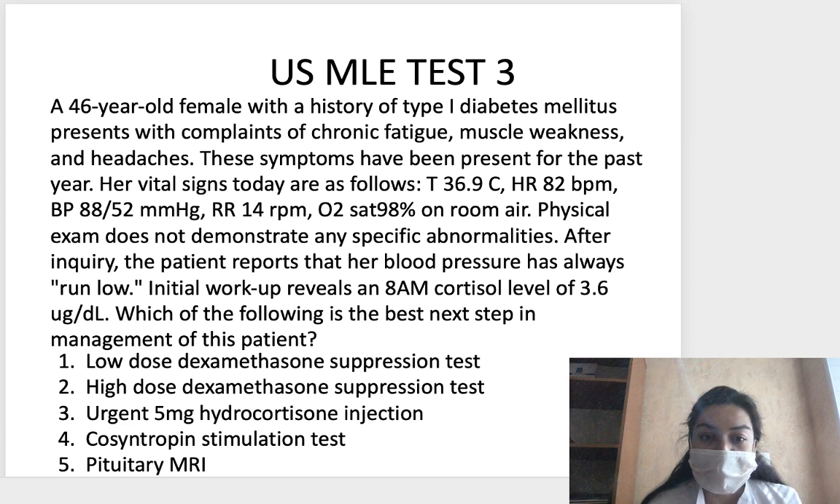First option, low-dose dexamethasone suppression test. Option 2, high-dose dexamethasone suppression test. Third, urgent 5 mg hydrocortisone injection. Fourth, cosyntropin stimulation test and pituitary MRI.